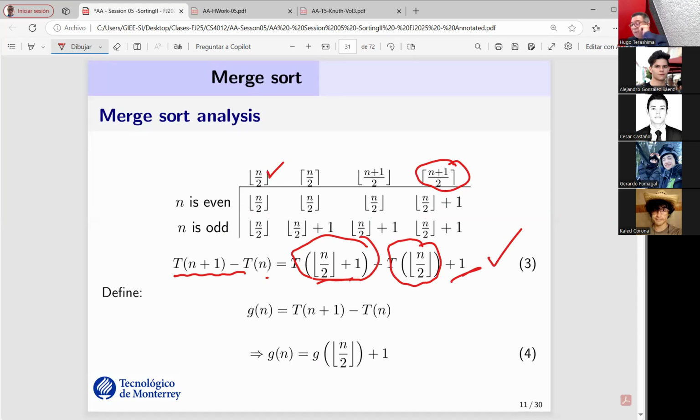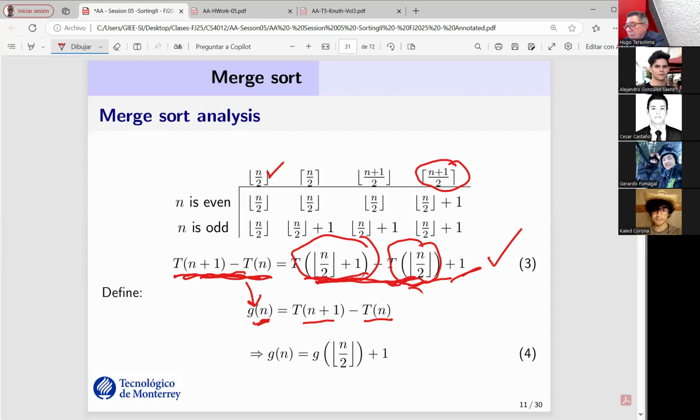Now, we are going to change variables here, and we are going to say that g of n is equal to t of n plus 1 minus t of n, which is this. See? So we're going to say that this part is g of n. And I have kind of the same expression here, t of n over 2 plus 1 minus t of n over 2 floor, both of them, right? So with this change of variable, what is this part?